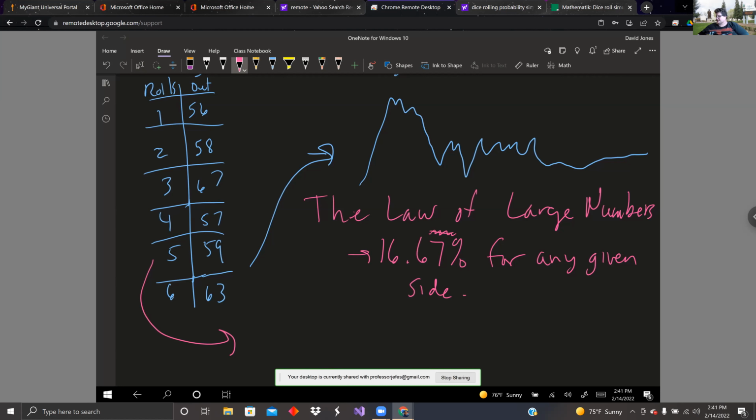So there were 360 trials. 59 of them were 5s. 59 divided by 360 is 0.16389 if I round. But that's how the law of large numbers works. The more outcomes, or more trials, like in this case the number of dice we roll, the more the relative frequency approaches the actual probability. And we saw that on the simulator as it ran.